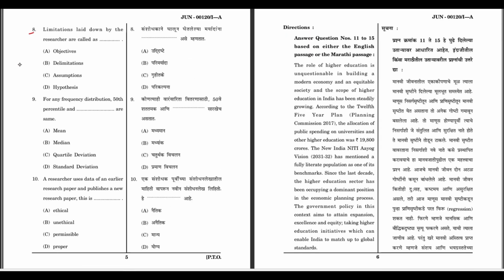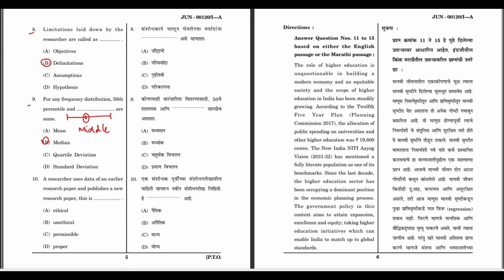Next, limitations laid down by the researchers are called objectives, delimitations, assumptions, or hypotheses. Correct answer is B, delimitations. It helps to narrow the scope of study. Next, for any frequency distribution, 50th percentile and dash are the same. 50th percentile means middle value. Middle 50% is called the median. So the correct answer is B.